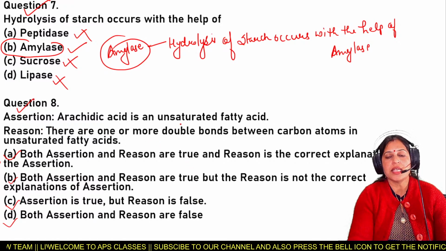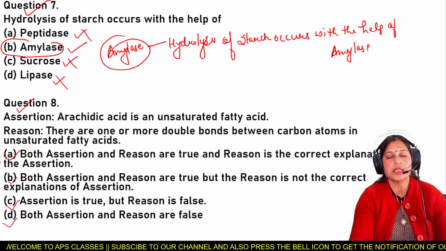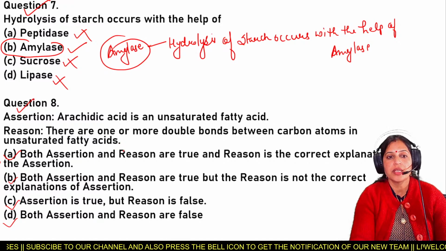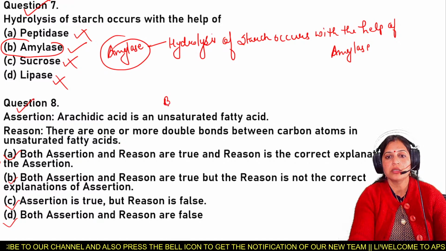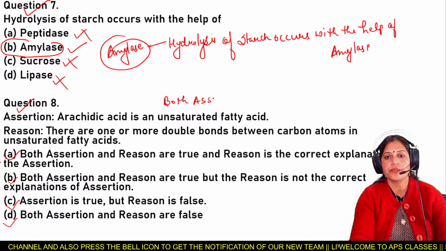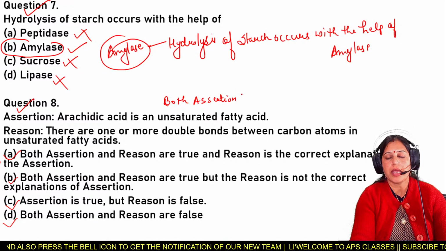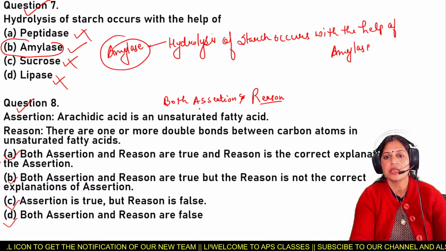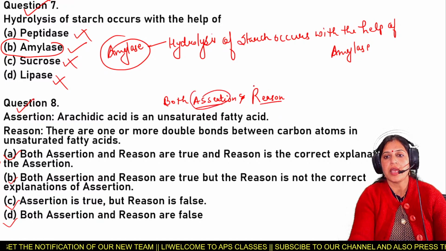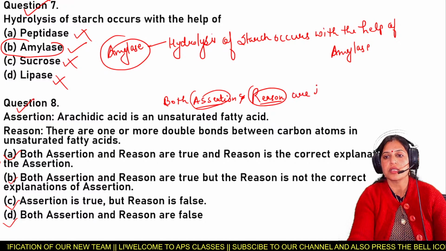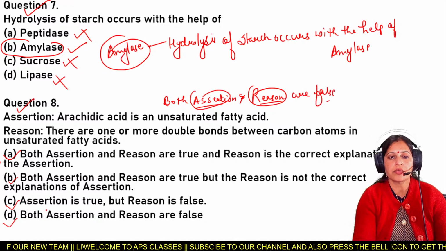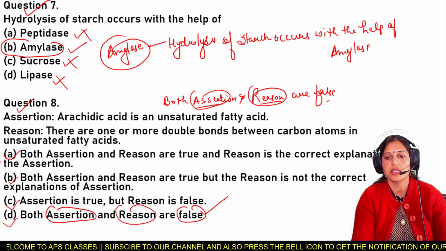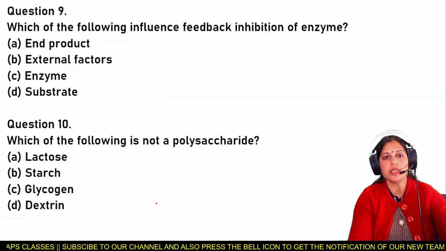Assertion: arachidonic acid is an unsaturated fatty acid. Reason: there are one or more double bonds between the carbon atoms in the unsaturated fatty acids. So here both assertion and reason are false. This is the right answer. Both assertion and reason are false. So this is the right answer for the question number 8.